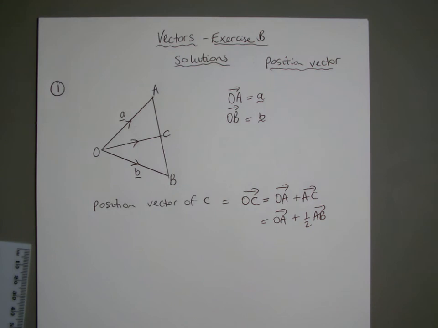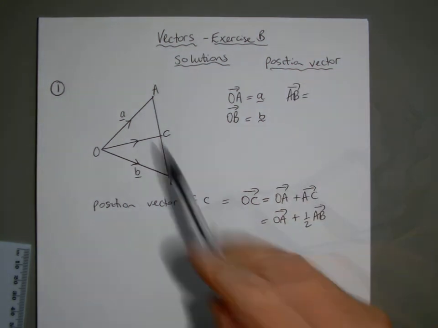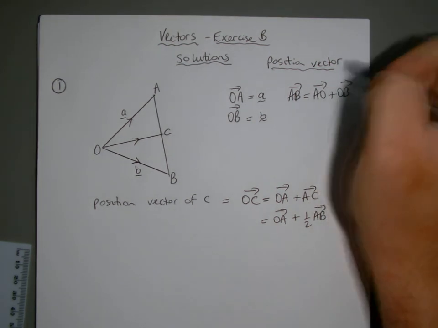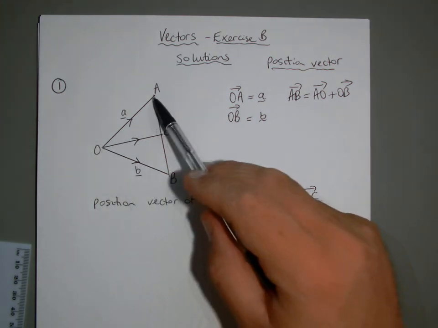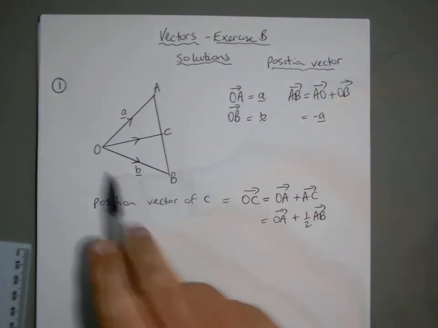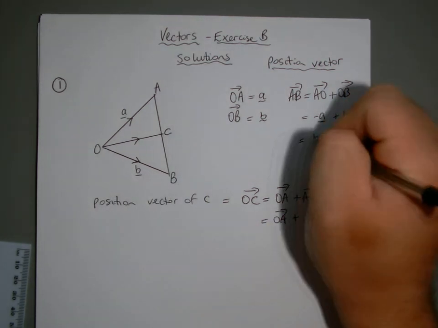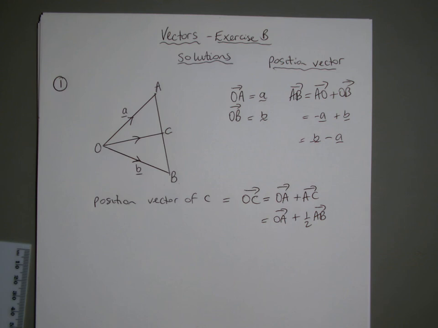So the question is, if it's half of AB, what is AB? We know how to work out AB from the previous exercise. I'll write it up here. Quite simply, A to B, you go A to O, plus O to B. So A to B, go back to O, the origin, and then O to B. Now, A to O is the reverse of this, the opposite way, so it'll be minus a. And O to B is going along here, which is positive b. So you end up with minus a plus b, and the best way to write it is the other way around. We start off with positive b, take away a. So that's what AB is equal to.